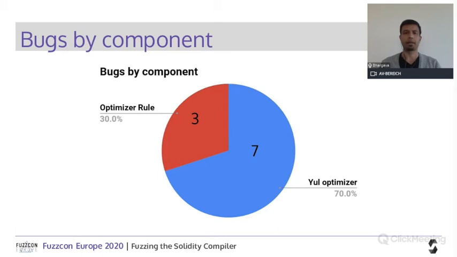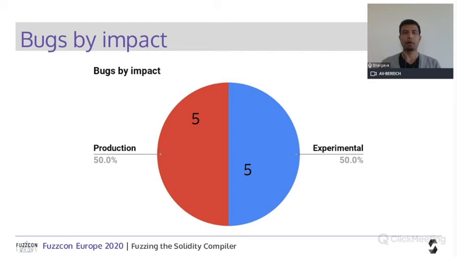And in 7 of the instances, there was a bug in the Yul optimizer. This is the new version of the optimizer that we are working on. If you look at how many of them were post-release versus pre-release, it's roughly 50-50. So the hope is that we reduce the percentage of production bugs because we want to catch most of it before it goes into production. Also, experimental here means that the bug was found in a feature that's been marked as experimental.